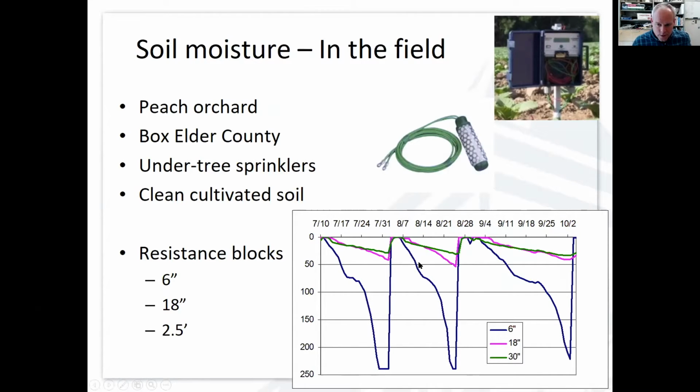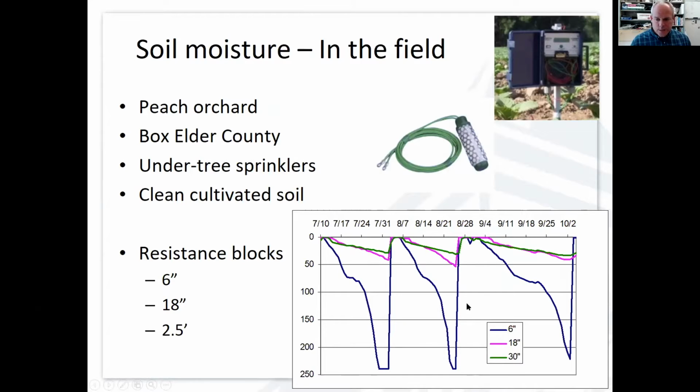And over the course of the next few weeks, the shallow depths draw way down to really dry. And yet, if you look down at 18 inches, we're still at about 50 centibars, which is okay. I mean, that's about the point you want to irrigate. So this illustrates a couple of things. Number one, just because the surface of the soil is dry doesn't mean that it's time to irrigate for fruit trees. Tracking the greater depths is really what I want to do.